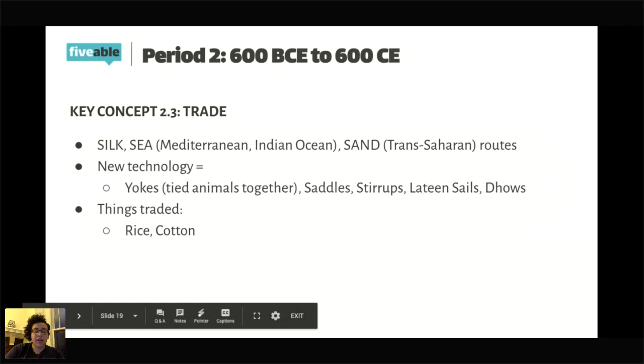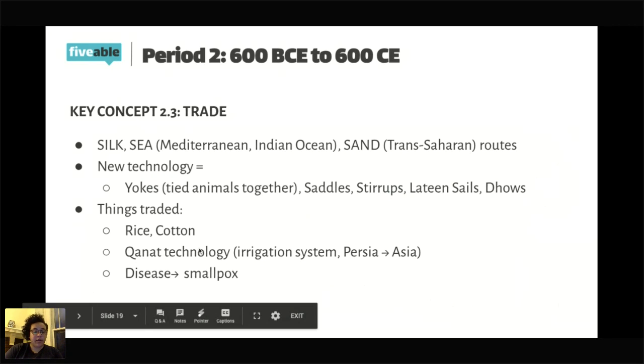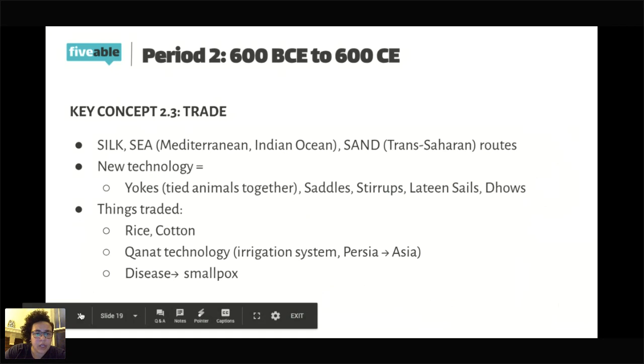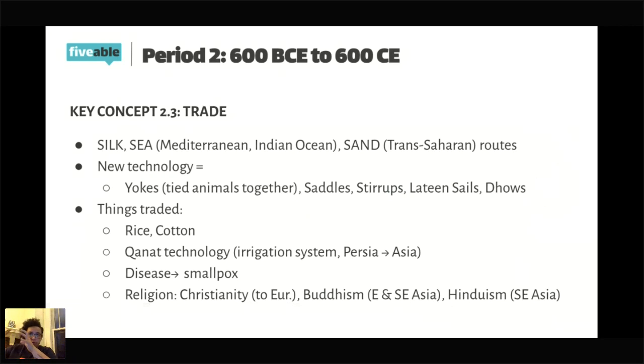Some of the things that they traded included things like rice and cotton. The technologies themselves were traded, like the Qanat irrigation system that went from Persia to Asia. Right, so people bring ideas with them, just like they bring goods. Some of the other things they bring along with them would be disease. There are tons of epidemics of smallpox in this time period. And then, of course, religion, right? So you have Christianity that goes from the Middle East to Europe. You have Buddhism that goes from India to East and Southeast Asia. And then you have Hinduism that goes into Southeast Asia from India.